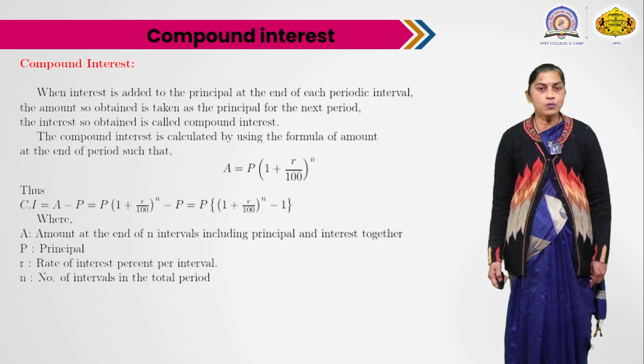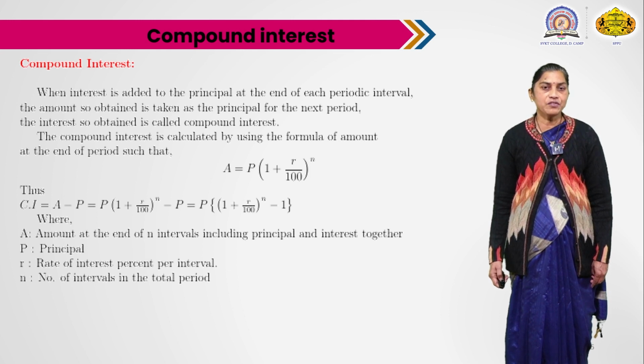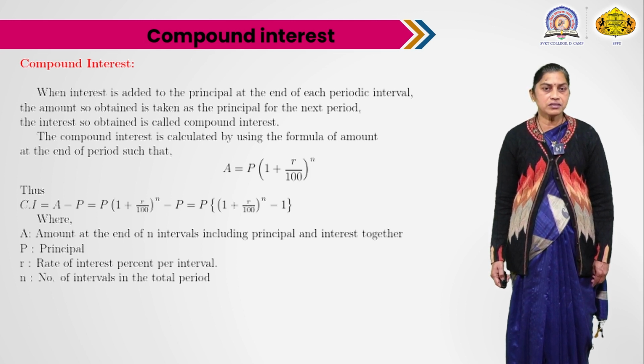So, up till now we have seen what simple interest is. There are two main formulas for that: if principal is P, R is the rate of interest and n is the number of years, we have I is equal to PRN upon 100. Now we will see the next topic, that is compound interest.